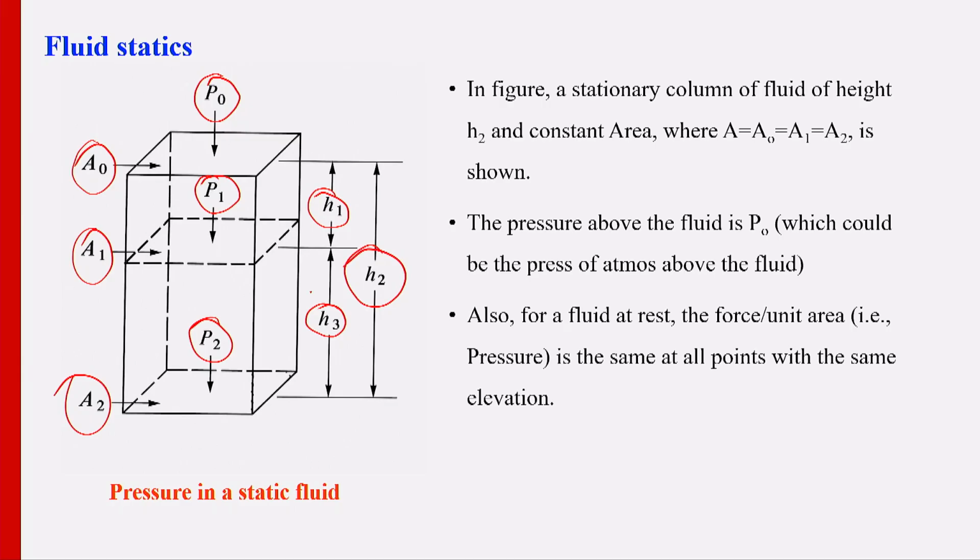But here the pressure on a surface is always the same at all points, that is the basic concept here, but pressure varies with respect to elevation. Pressure is constant at the same level. For example, if you want to measure at this point, everywhere the pressure is the same. Another assumption here is that A0, A1, A2 are all the same, and the pressure of the fluid above is called P0. Of course, pressure is force per unit area.